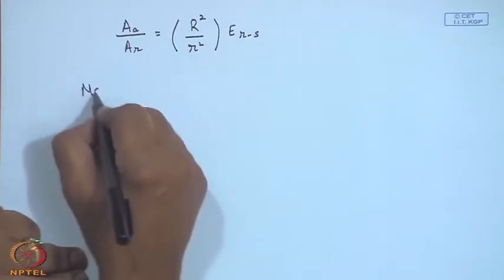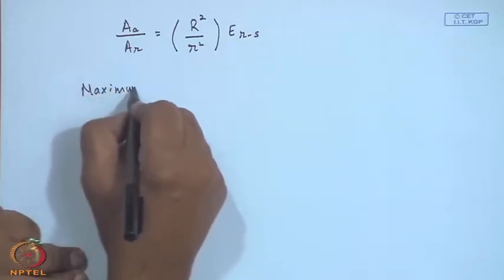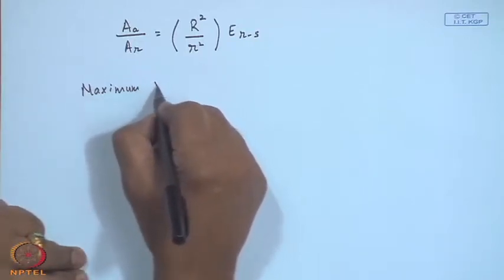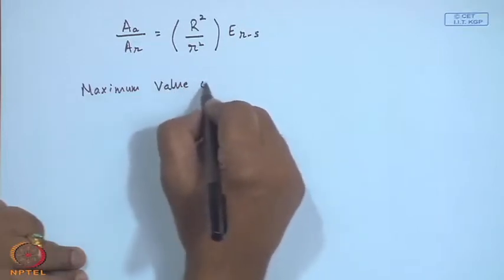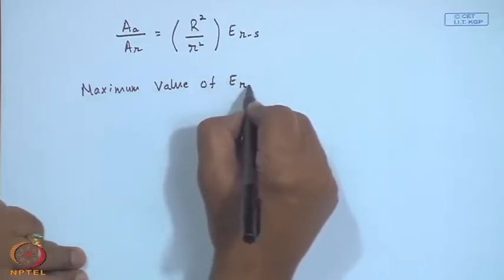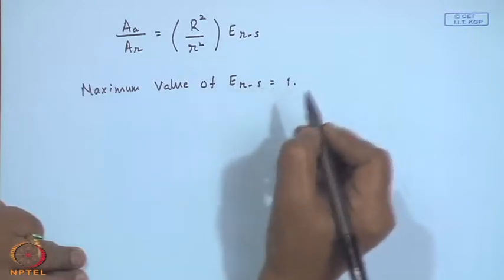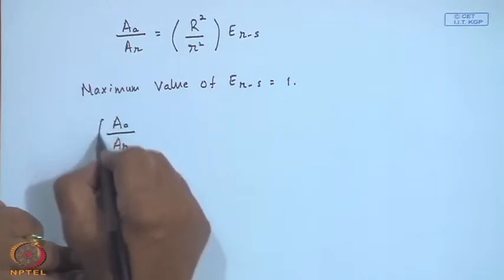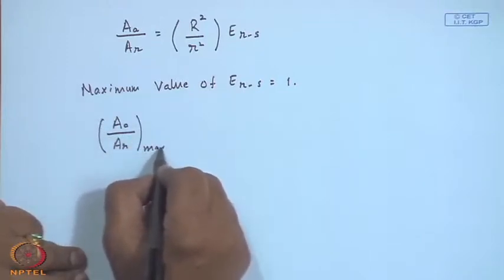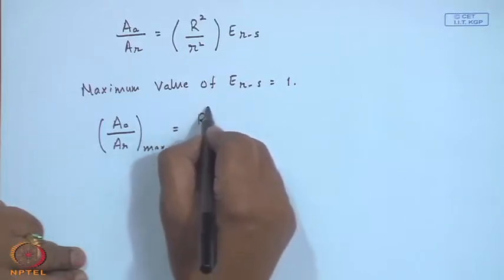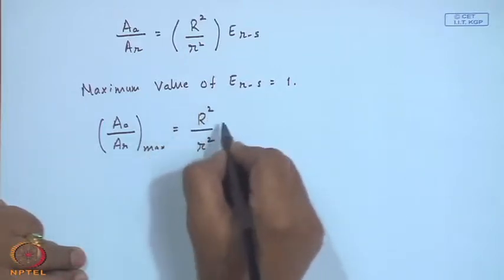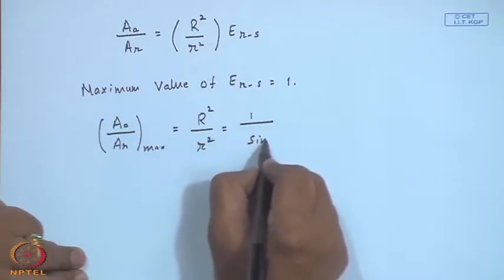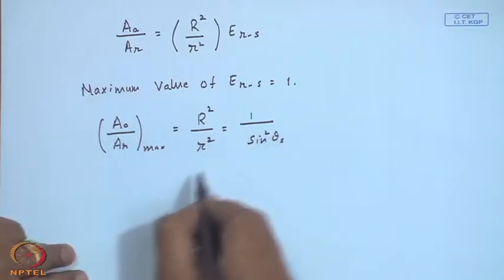Now, maximum value, we are estimating the theoretical maximum. So, I can assume this E_rs equal to 1. So, A by A_r max equal to r square by r square equal to 1 by sin squared theta_s.